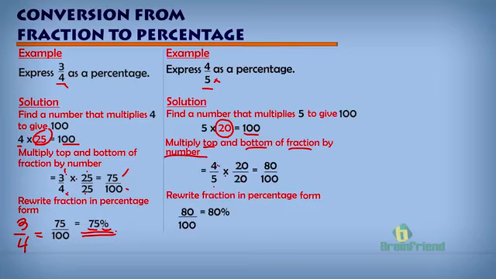4 times 20 would give us what? 80. 5 times 20 would give us 100. 80 over 100 can be rewritten as a percentage. We simply write our percent and add our symbol of percentage. 80% is another form of the fraction 4 over 5.